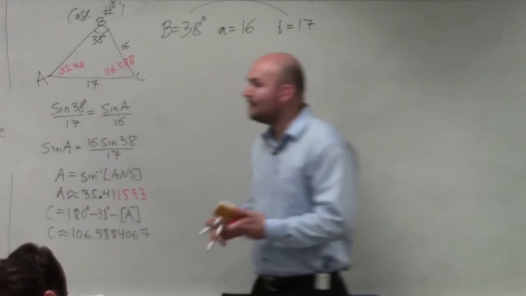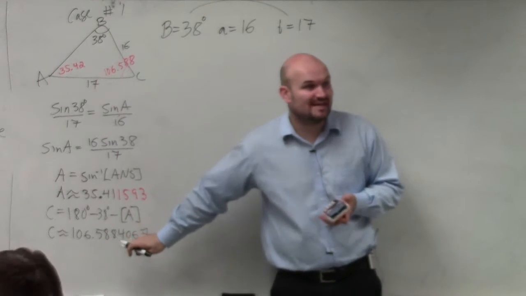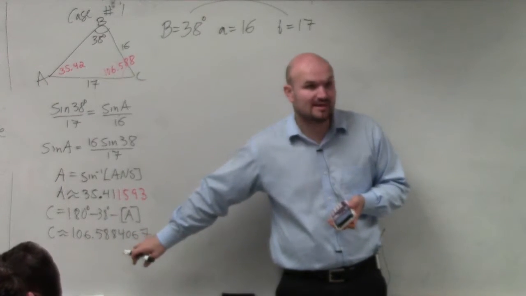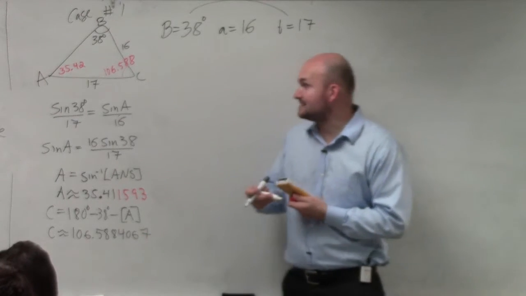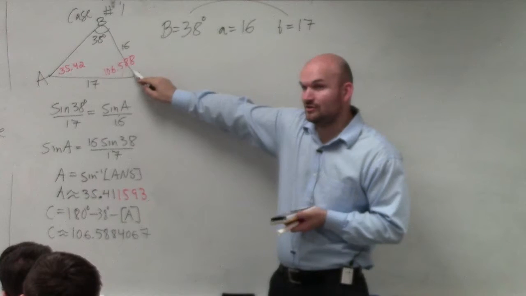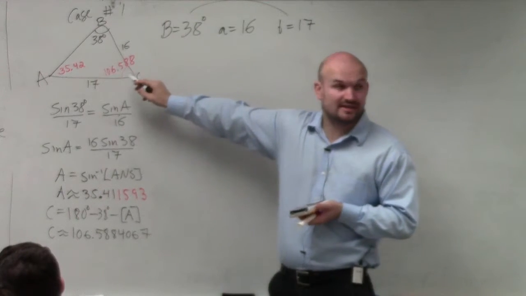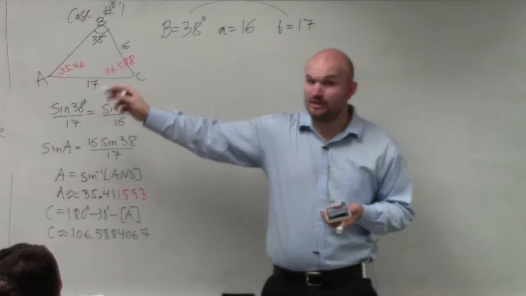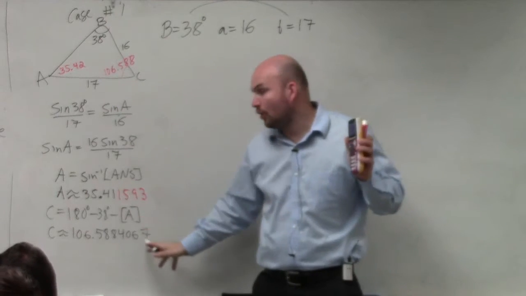Okay? However, I still need to use this in my calculation, right? Because I've got to find out what the side length C is. I don't want to use this angle, because if I use this angle, I'm using a rounded answer. We don't use rounded answers. We need to use the whole answer.